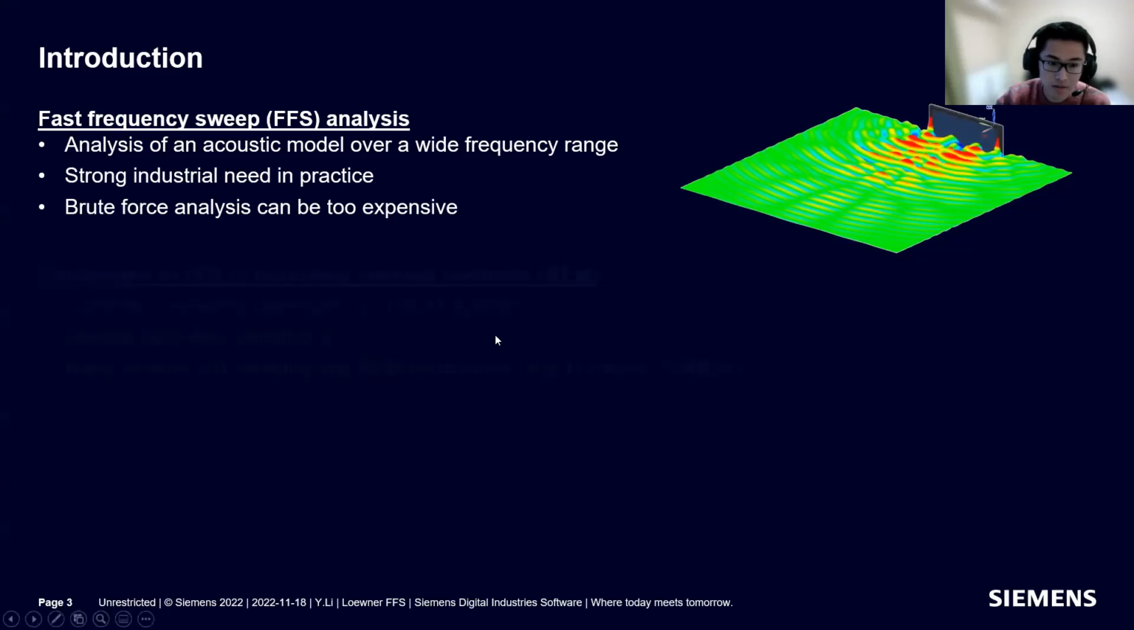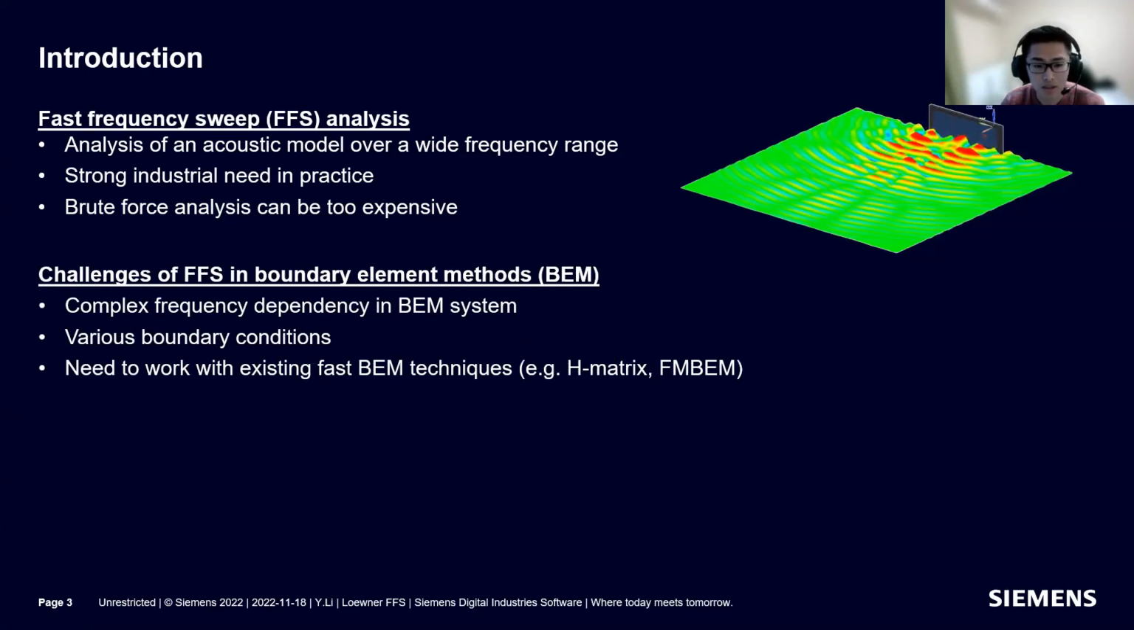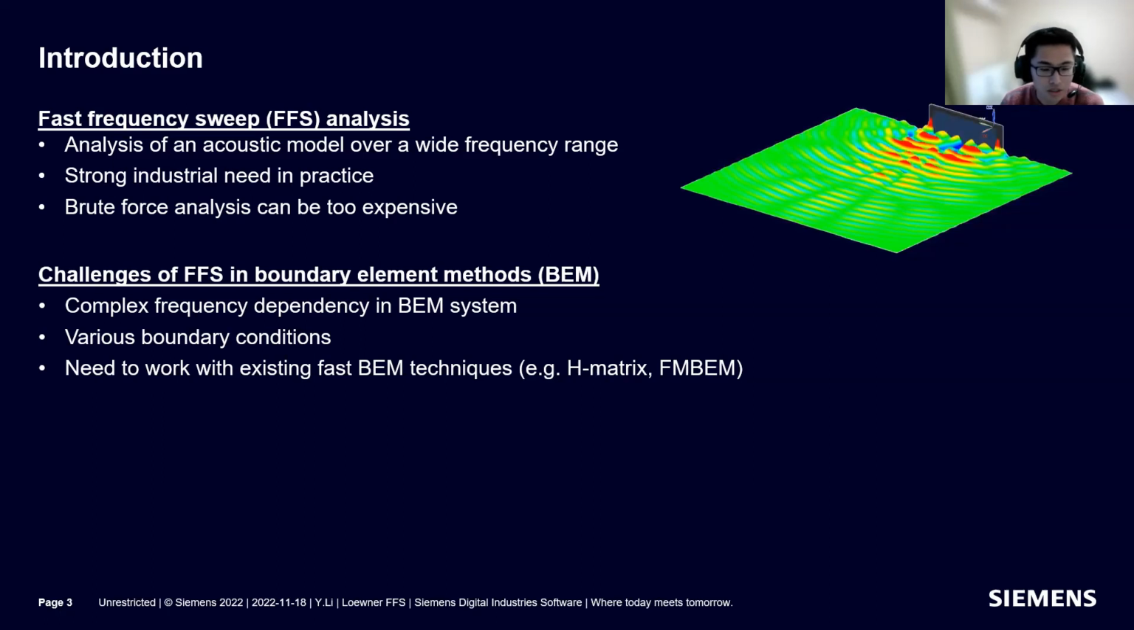And in the application of BEM, this is even more challenging because in BEM, we have a complex frequency dependency in the BEM matrix or system. So it's hard to determine whether it's a linear or quadratic behavior in the frequency dependency. And also in BEM, we have various boundary conditions, which adds additional challenge considering pressure, velocity, and impedance boundary conditions, all these combinations together with open boundary conditions, junctions, and so on.